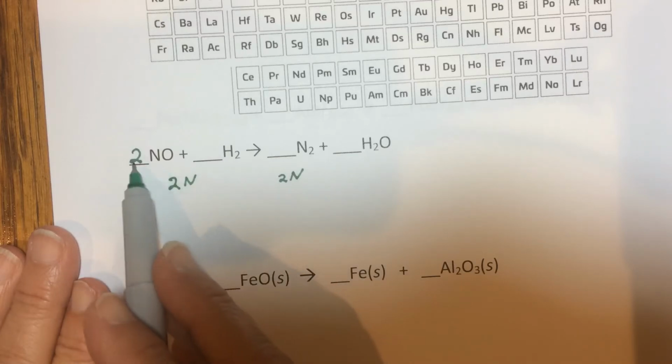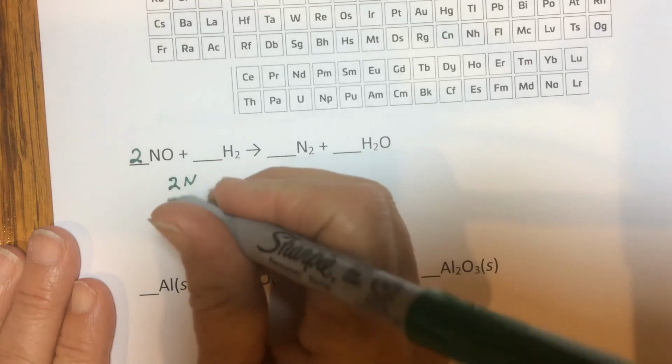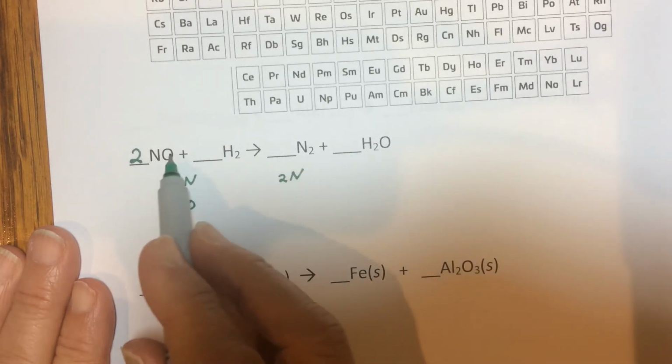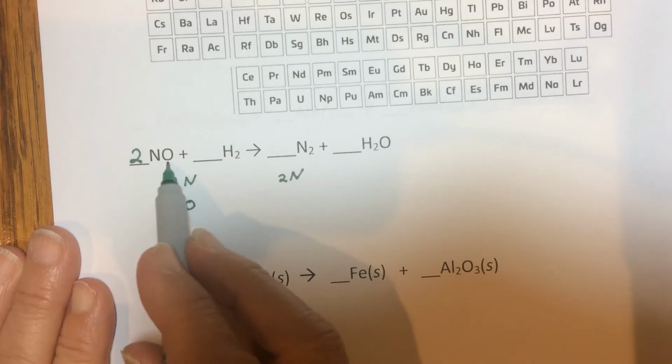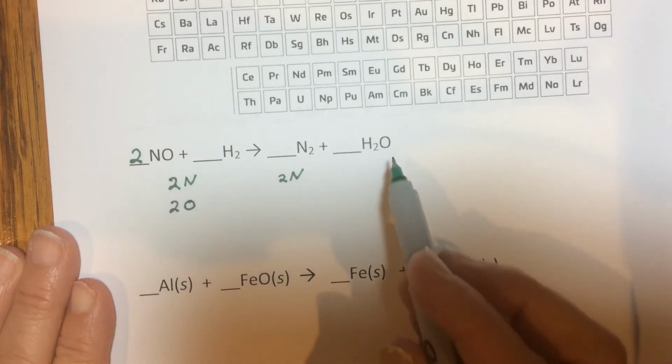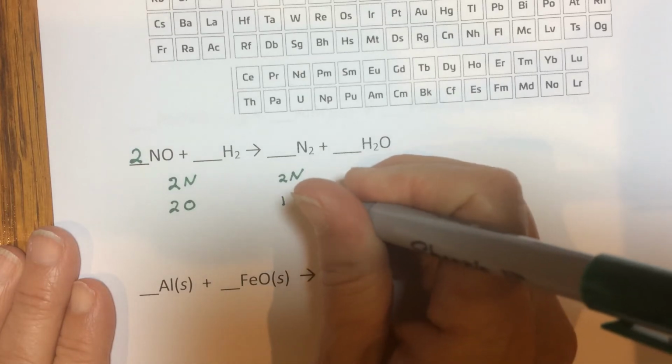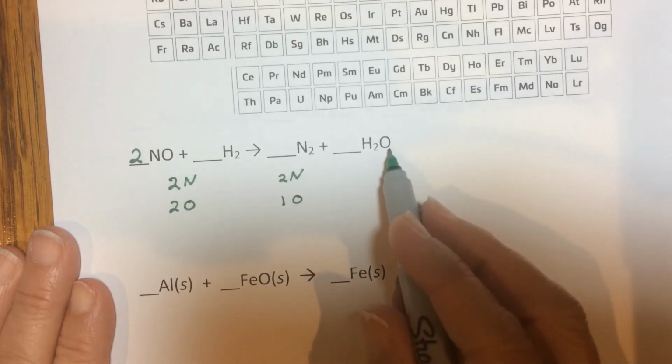On this side, I've got 2 oxygens because I've got a 2 in front of this nitrous monoxide. Over here, I have 1 oxygen because I have just 1 water molecule.